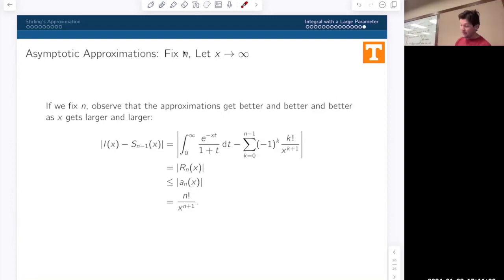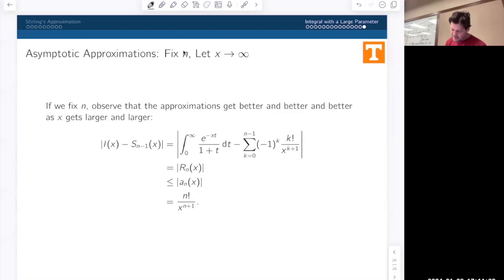And in this sense, this approximation actually gets better and better, even in an absolute sense, as x gets larger and larger. Because look, in an absolute sense, if I fix n and I send x off to infinity, ultimately, this value is going to dominate n factorial, because n factorial is a finite number. Okay, so for example, if I take n equals 4 or n equals 10, then yes, 10 factorial is a pretty large number. But ultimately, and eventually, the fact that I'm looking at large values of x means that my approximation is going to be getting better and better.